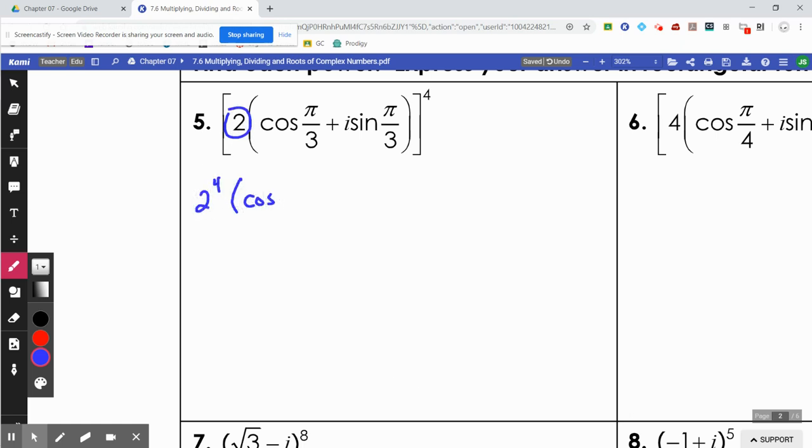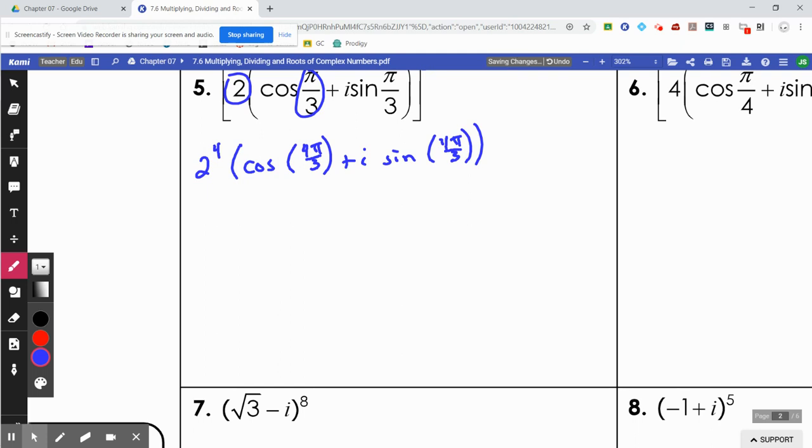And then you're going to take the cosine. You're going to take the argument here, and instead of doing pi over 3 plus pi over 3, and then having to do it again and again, well, there's going to be 4 of them because you're raising it to the fourth power, so you can simply take your angle and multiply it by that power and do the exact same thing over here, and you pretty much have it. There you go. So you have 2 to the 4th power, which is 16.